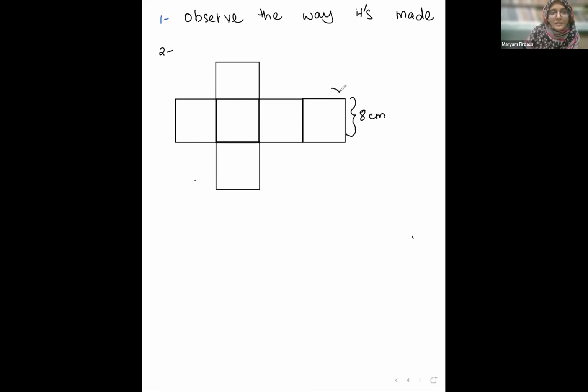So each of these, this is going to be 8, this is going to be 8, this is going to be 8, and so on. It's also going to be 8 because it's a cube. So again, this is also going to be 8 and this is also going to be 8. So you're going to take this, and just for convenience sake, you can cut out some small flaps over here. Okay, small flaps. They're not a part of the net. This is the basic net.